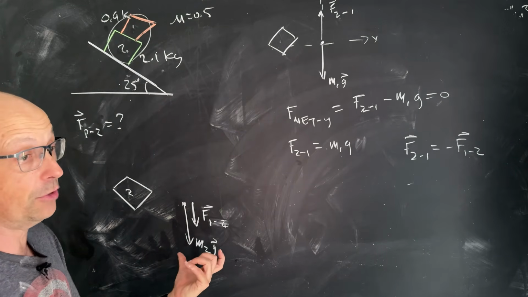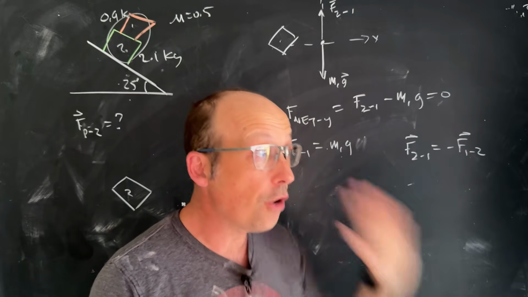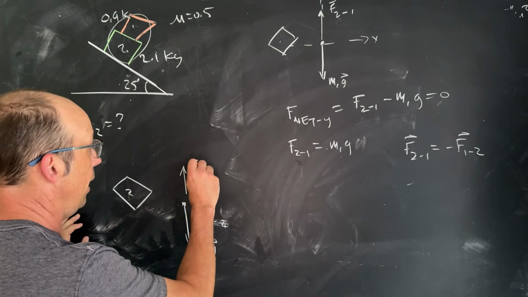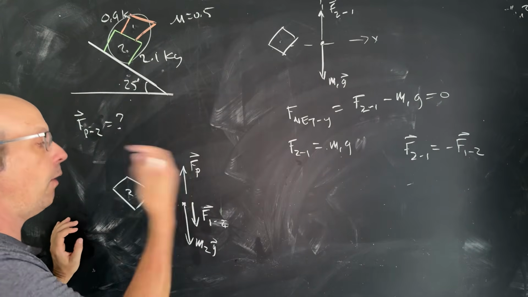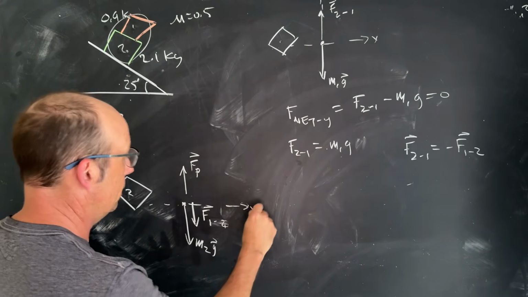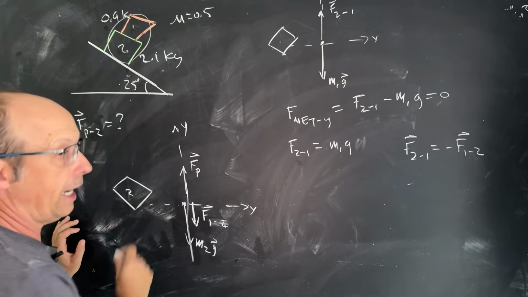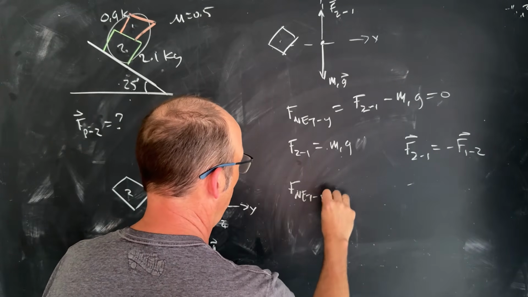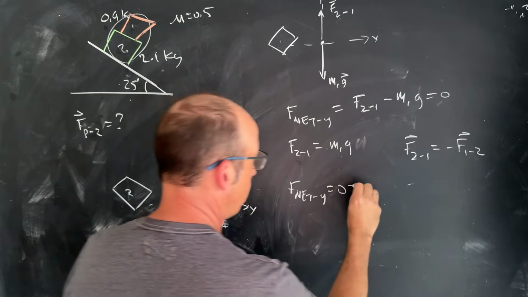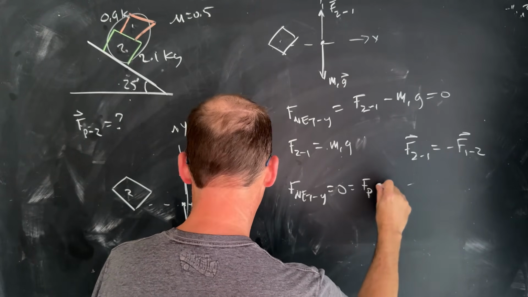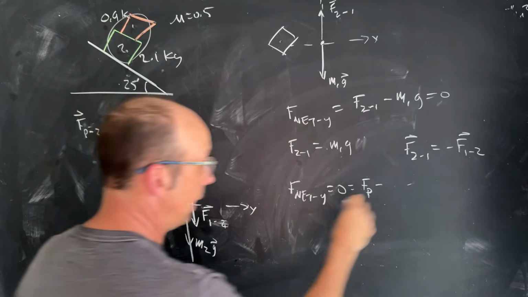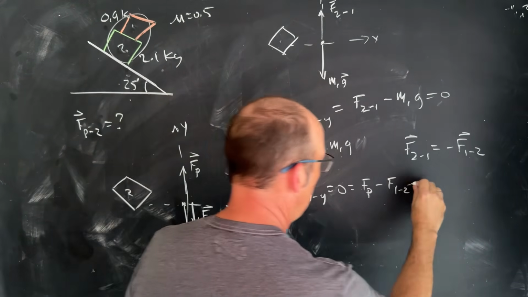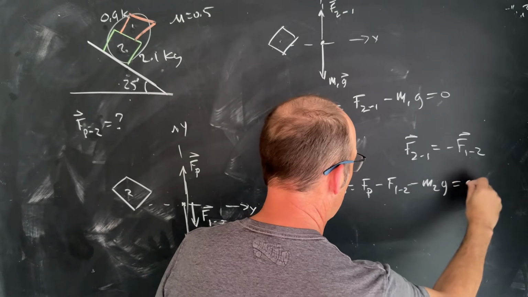Now we're back to that same situation. I have 2 forces pushing down. The only way I can make this work is to have an upwards pushing force, Fp, from the plane. Now I can again pick my x-axis, my y-axis, and I can write my net force in the y direction. F net y is 0. It's at rest. So I have Fp, and then I have minus, see it's down, minus F1 2, and then I have that one, minus m2g equals 0.